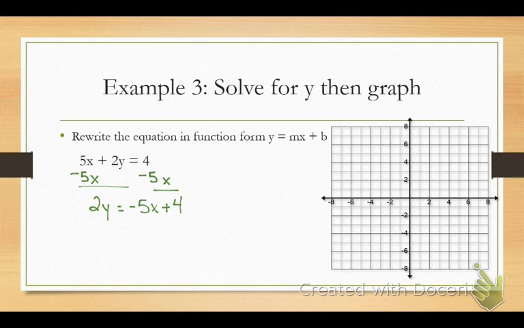Michael, what would be my last step? I need to do one more thing. What's my last step to solve for y? Divide it by what? 2. Divide everything by 2. Now, just like Micah just asked, is this going to be a whole number when I divide it? No. You must leave it improper.